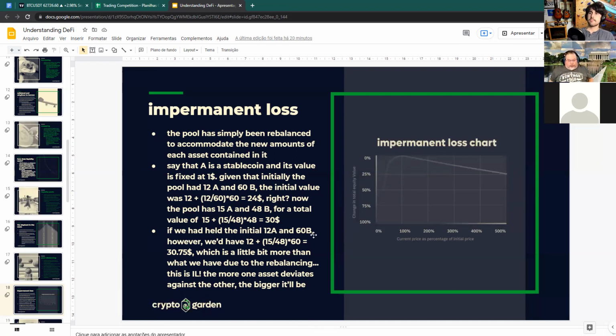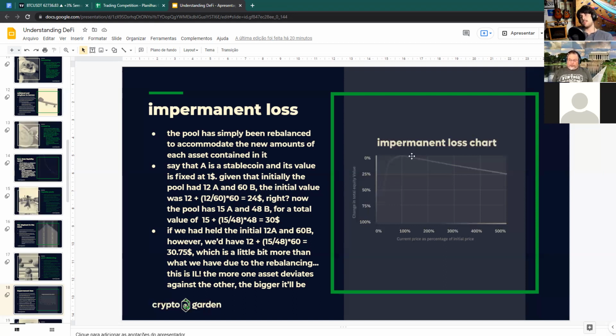And this just illustrates that the more one asset deviates against the other, the bigger the impermanent loss is. If the pair stays constant, let's say, for example, Ethereum and a stable coin that's pegged to Ethereum, a stable coin that's worth exactly 1 Ethereum. As long as it is at that point, as long as it doesn't deviate, you don't have any impermanent loss.